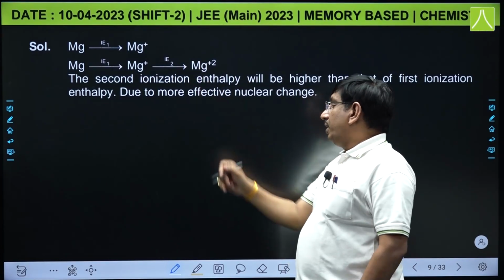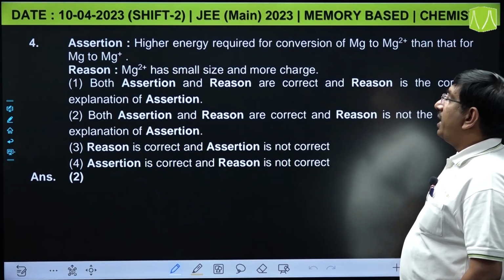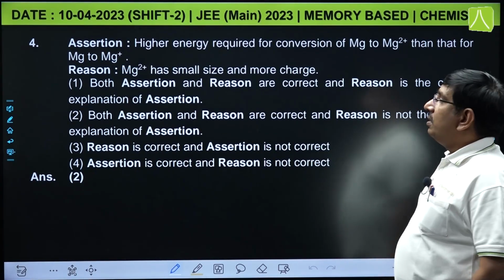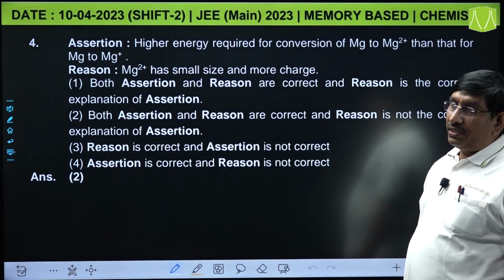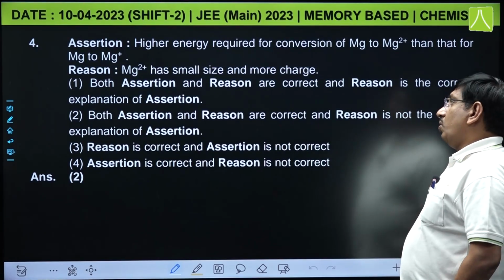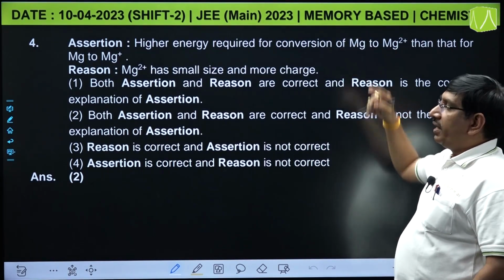That is why here the assertion given is higher energy required for conversion of magnesium to magnesium 2 plus than that for magnesium to magnesium plus. It is correct, and reason magnesium 2 plus has small size and more charge. This is also correct, but it is not the correct explanation.